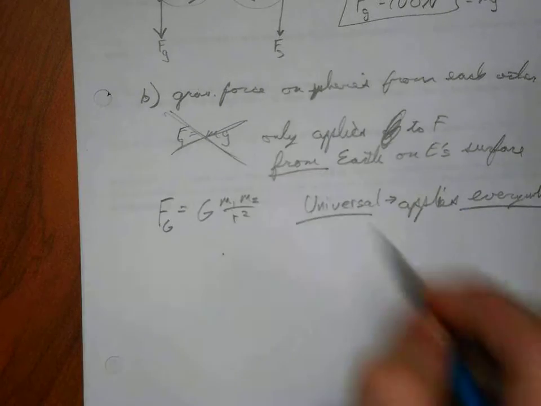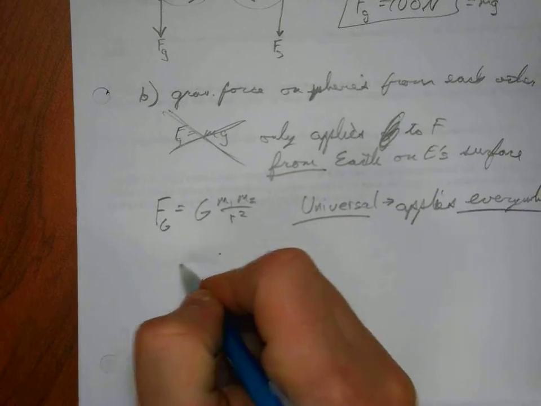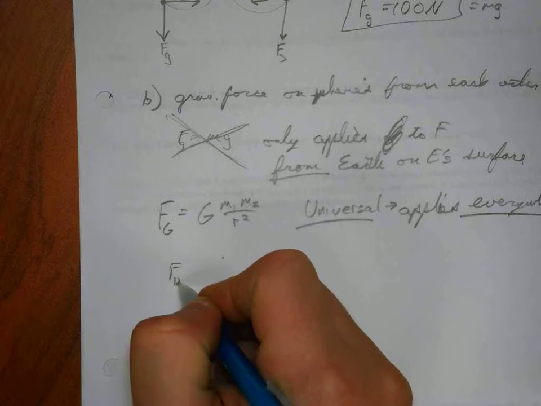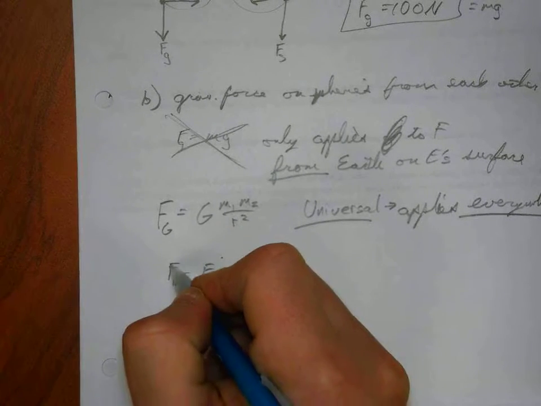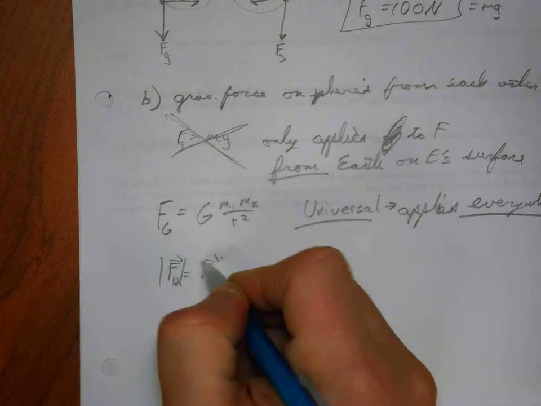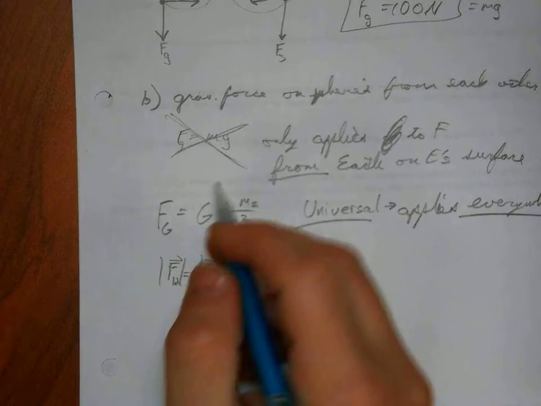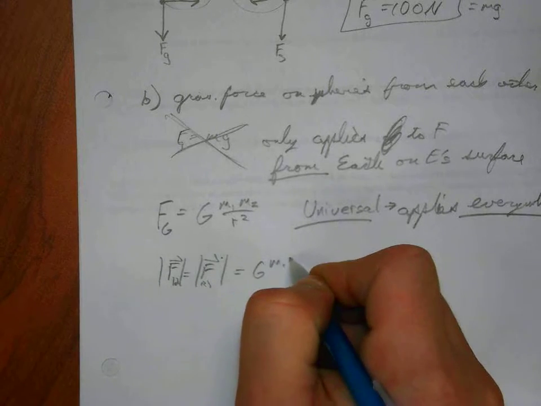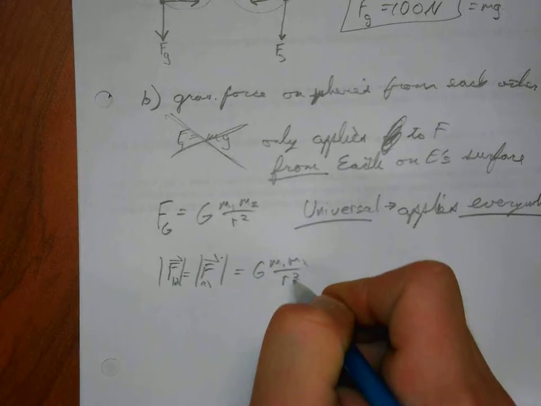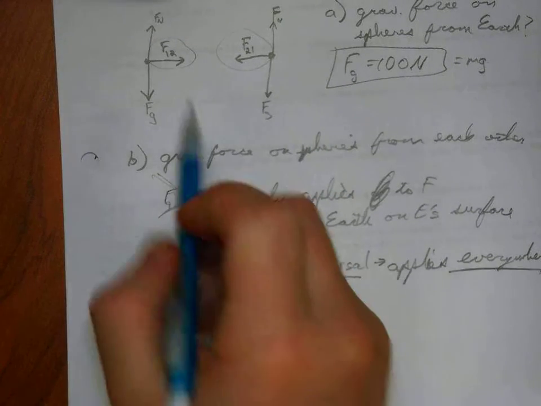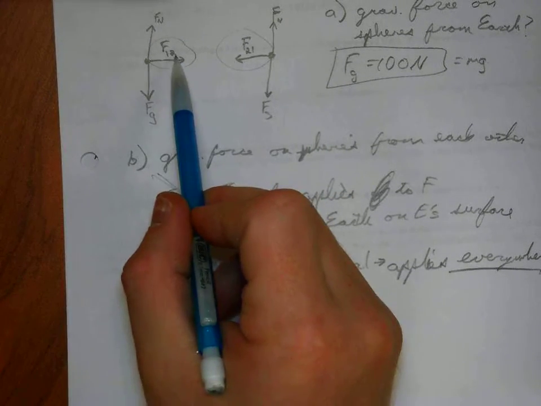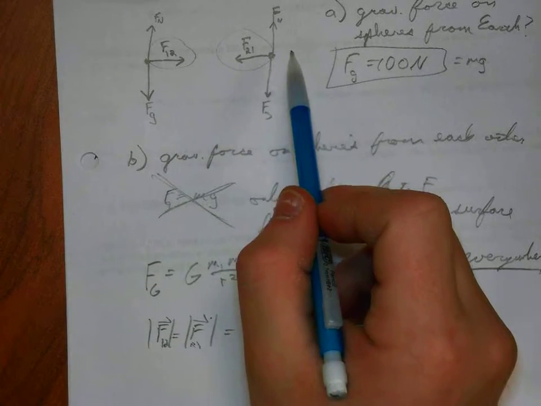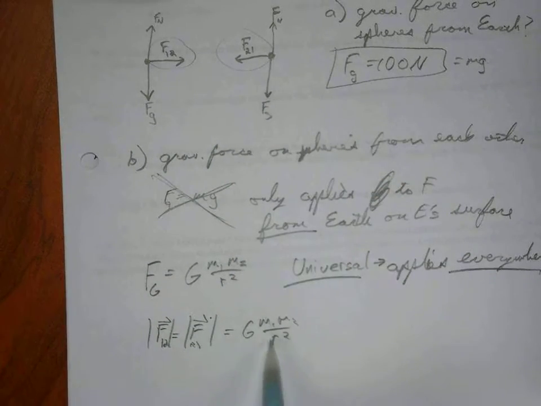Okay, so in this case the magnitude of F12 equals the magnitude of, well, I'll just draw a vector bar and magnitude signs, F21, equals G m1 m2 over r squared. So back to our drawing here. This F12 is equal in magnitude to F21, opposite in direction. But their magnitudes are equal, and the magnitudes are given by this.